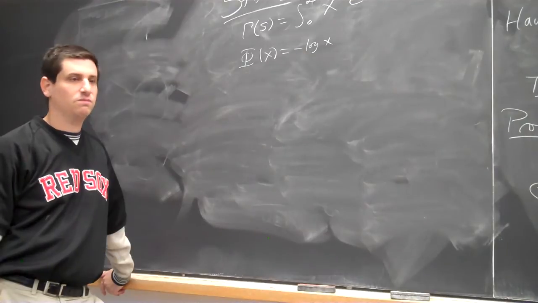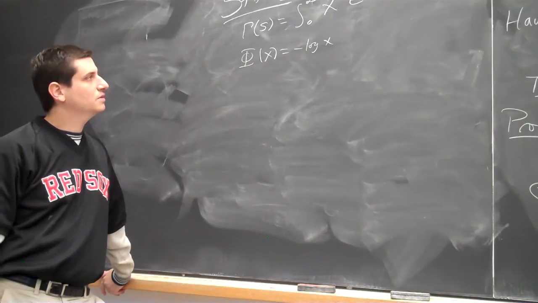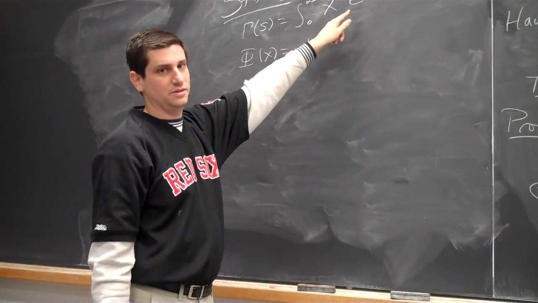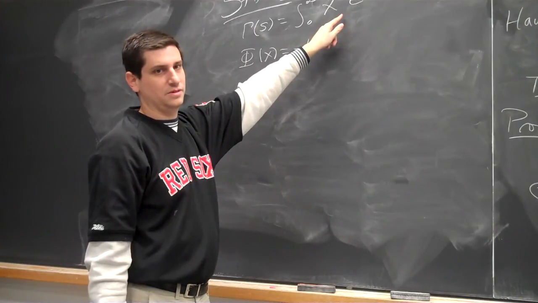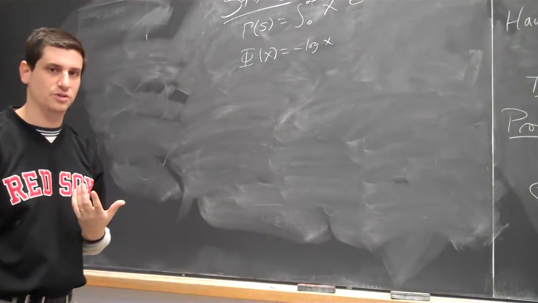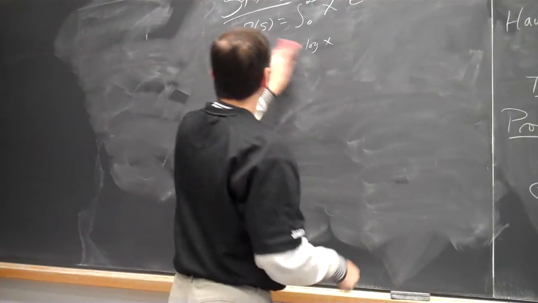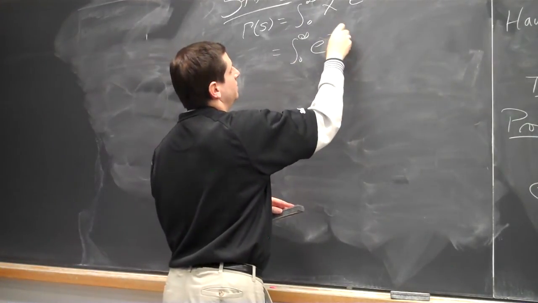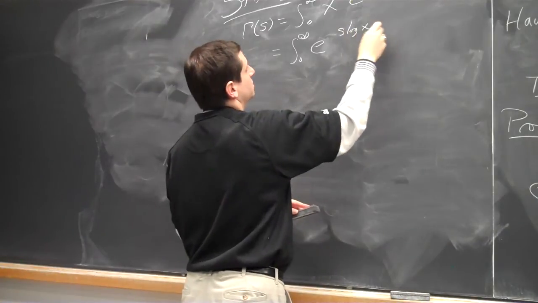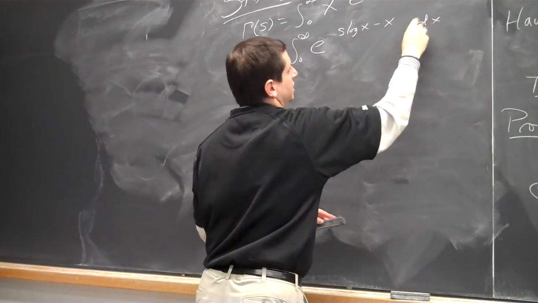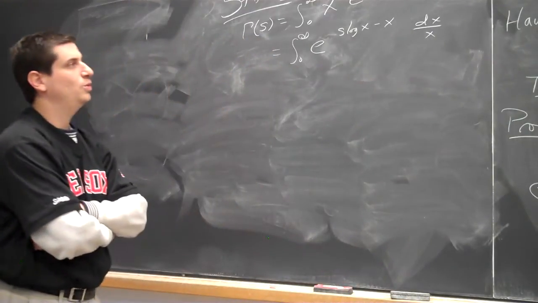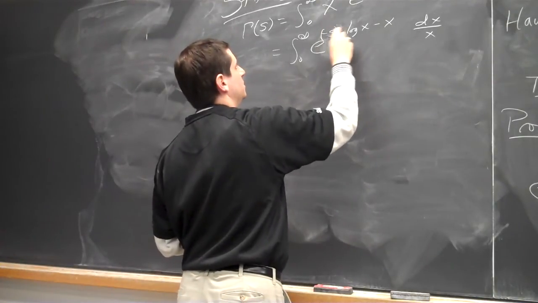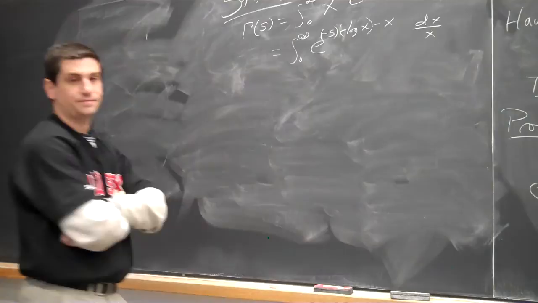Set x to the s equals e to the s log x. So you're trying to convert the x to the s into an exponential. Alright, so if we do that, we would get the integral from 0 to infinity e to the s log x minus x dx over x. And so what would phi of x be? So you want a minus sign, so we can write it as minus s times minus log x. And then we're fine.